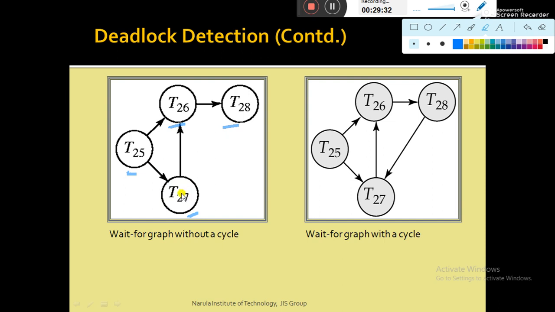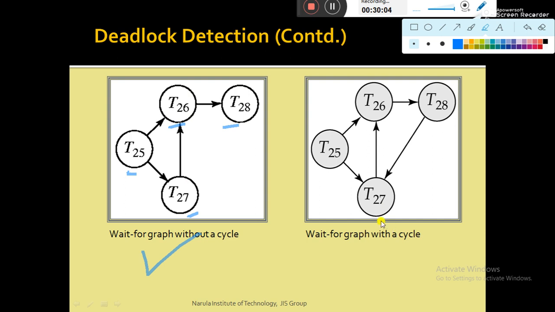Also, T27 is waiting for a data item which is already held by T26. Similarly, T26 is waiting for a data item which is already held by T28. So this is the scenario. So the edges are also being inserted. If you look at this wait-for graph, it has no cycle in it. That is why we can say that the system is not in a deadlock state. They can proceed with their normal execution.